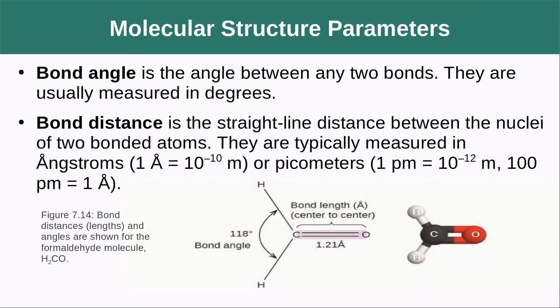So bond angle. If we look at our planar acetone down here, the bond angle is going to be the angle between any two bonds, right? So this is a bond angle. There's going to be a bond angle here, and there's going to be one here. This one happens to be about 118 degrees. And then we have our bond distance. This is the distance between the center of the two nuclei on these atoms. And here you can see this represented using 1.21 angstroms. We usually use angstroms or picometers, where an angstrom is 10 to the minus 10 meters, or a picometer is 10 to the minus 12 meters.